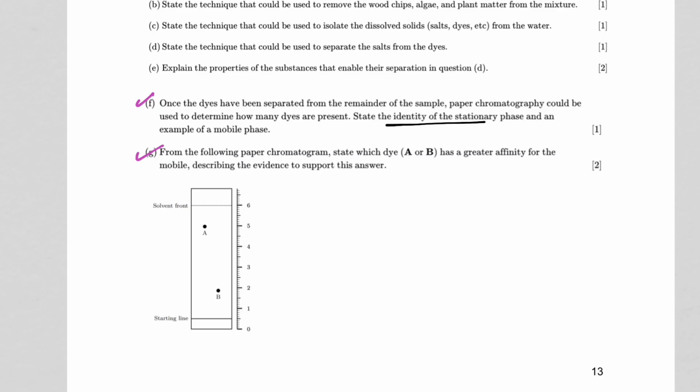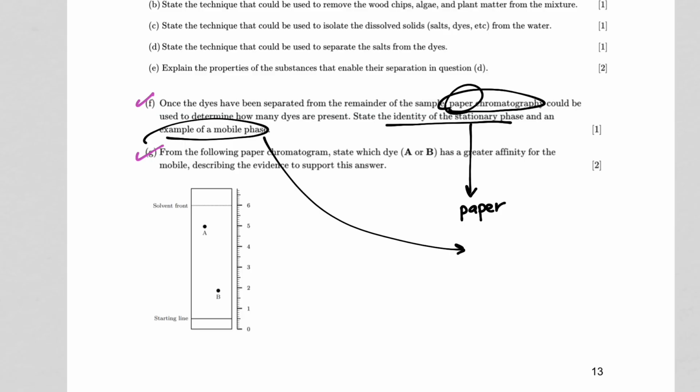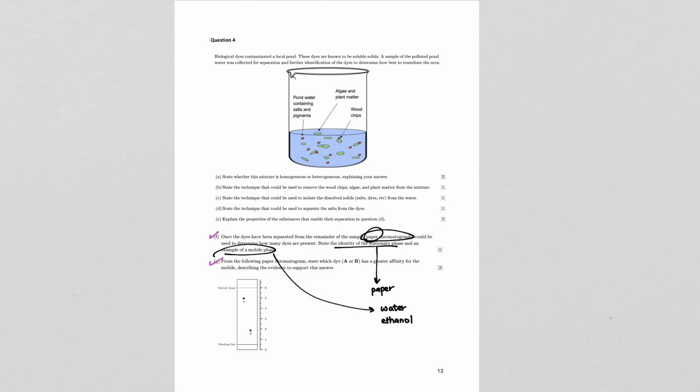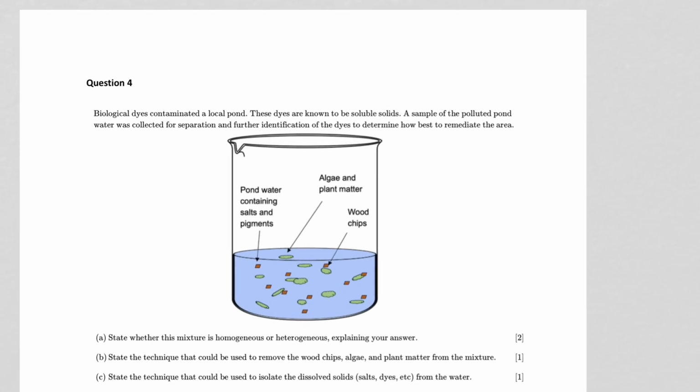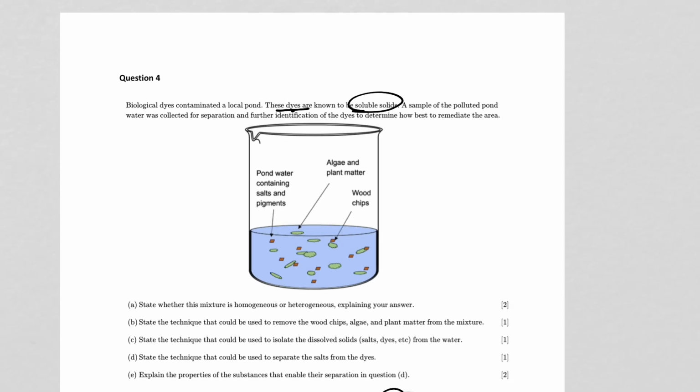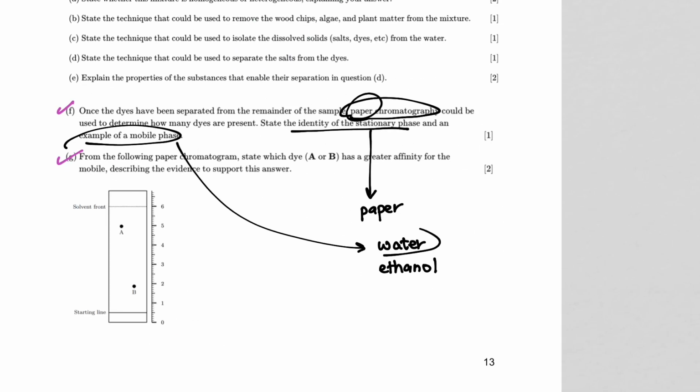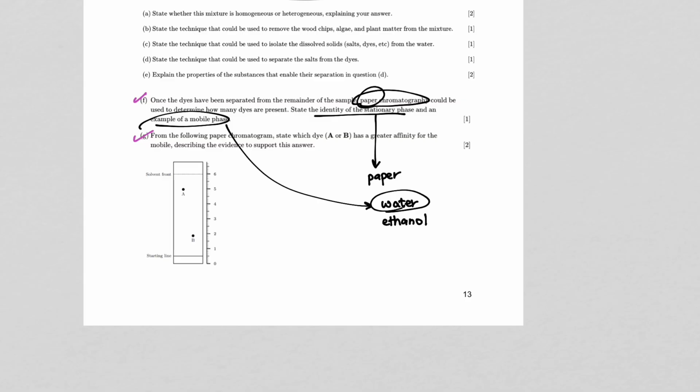So identify the stationary phase. The stationary phase is paper. It's the part that does not move, so it is paper chromatography. So the paper is the stationary phase. And an example of a mobile phase, you could give anything actually. You could give water, or ethanol, or methanol, or any alcohol. And why do I say water? Because it says that these dyes are soluble solids. Generally when we say soluble solids, they are soluble in water. So that's why water is a good solvent for the mobile phase.